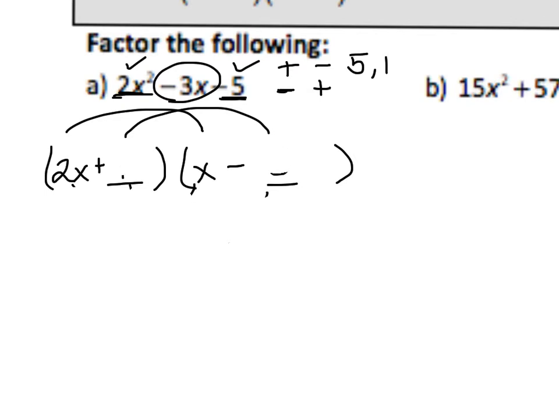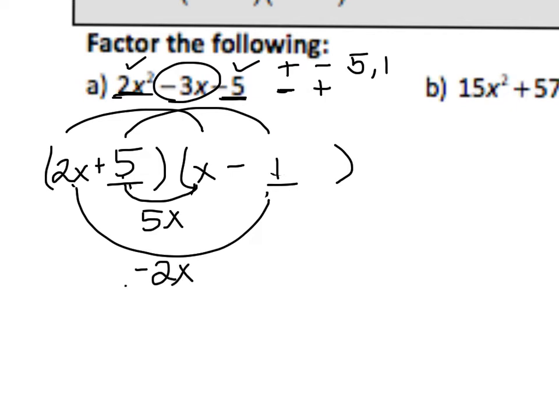So what happens if I just change the 5 and the 1? Put the 5 here and the 1 here. Checking the middles again: 5 times x is 5x. 2 times negative 1 is negative 2x. If I add those together, I'm going to get 3x. But I want a negative. So I'm close. What happens if I change this positive and this negative and switch them around?